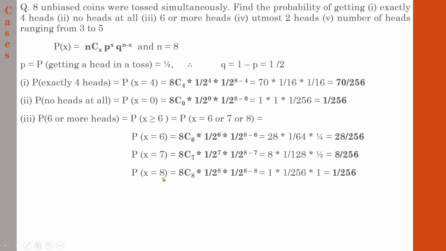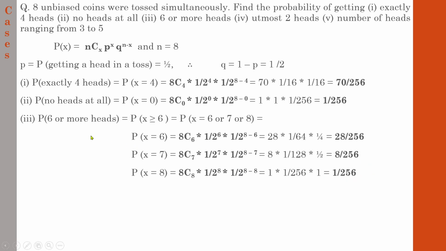Next one, x equal to 8. 8c8 into 1 by 2 raised to 8 into 1 by 2 raised to 8 minus 8. 8c8, the value will be 1. It's another property: if these two numbers are same, the value will be 1. 1 by 2 raised to 8 means you need to multiply 1 by 2 eight times. That is 1 by 256. 1 by 2 raised to 8 minus 8 means 1 by 2 raised to 0. Any number raised to 0 will be 1. That is the properties with regard to probabilities. So you will get 1 by 256.